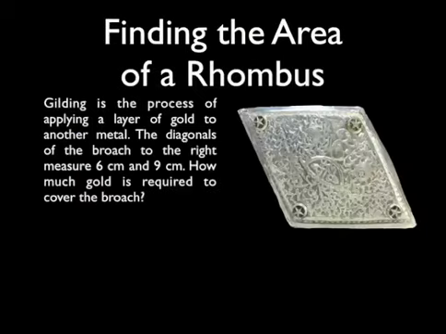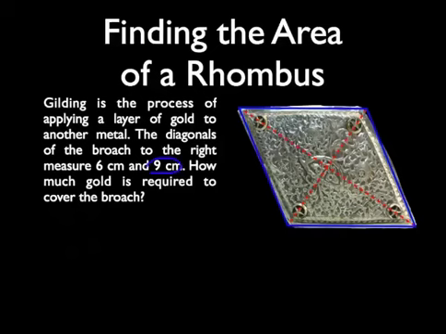Finally, here's an application problem. Gilding is the process of applying a layer of gold to another metal. You will notice that this brooch is roughly a rhombus. And we're told that the diagonals of the brooch measure 6 centimeters and 9 centimeters. So how much gold is required to cover the brooch? And of course that would be the area.